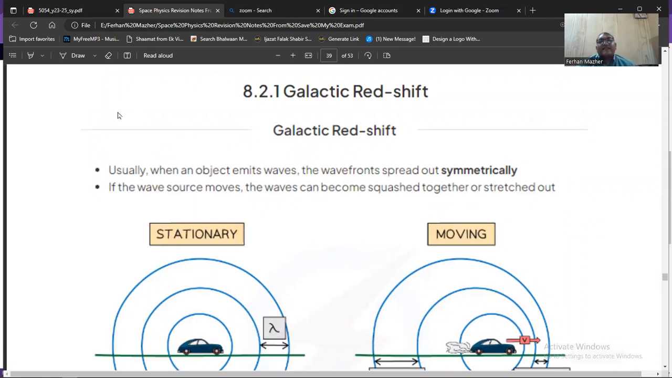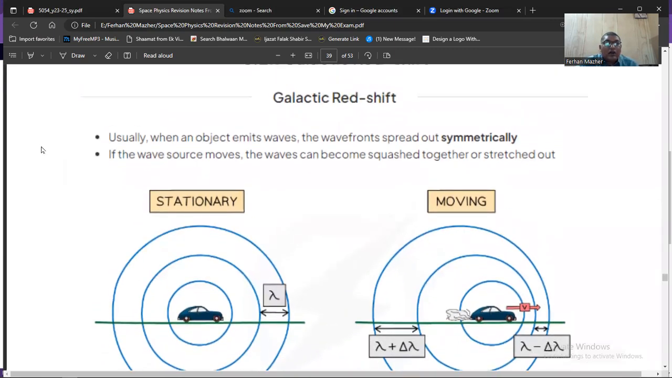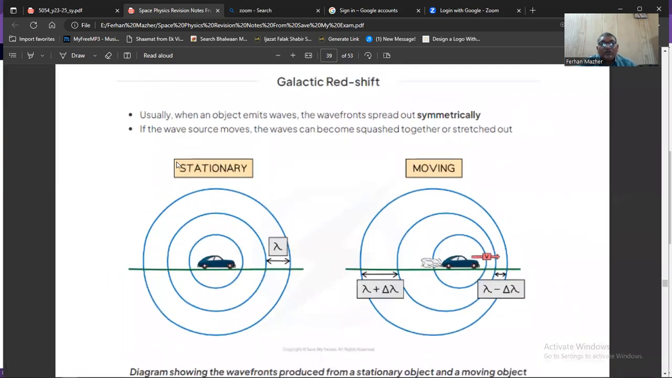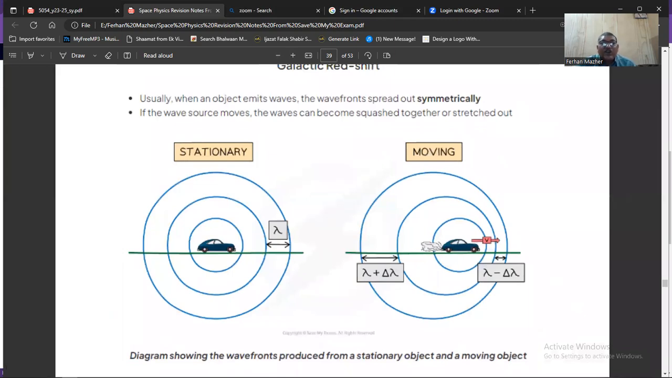So we have galactic redshift. Usually, when an object emits waves, the wavefronts spread out symmetrically. If the wave source moves, the waves can become squashed together or stretched out. For example, let me show you this diagram. This drawing shows the wavefronts produced from a stationary object and a moving object.